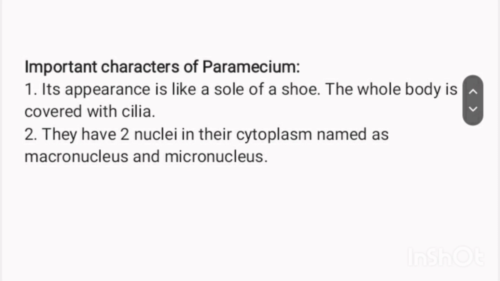Important characters of Paramecium. 1. Its appearance is like a sole of a shoe. The whole body is covered with cilia. 2. They have 2 nuclei in their cytoplasm named as macronucleus and micronucleus.